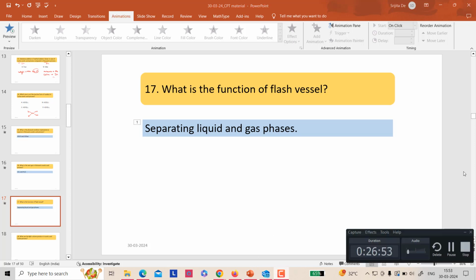So, what is the function of the flash vessel? This vessel is used for separating the liquid and the gas phase. Flash vessel is used for separating liquid and the gas phase. Okay.